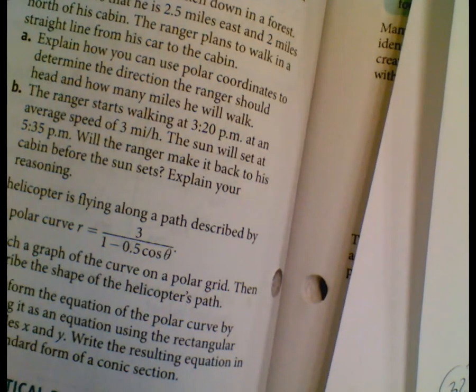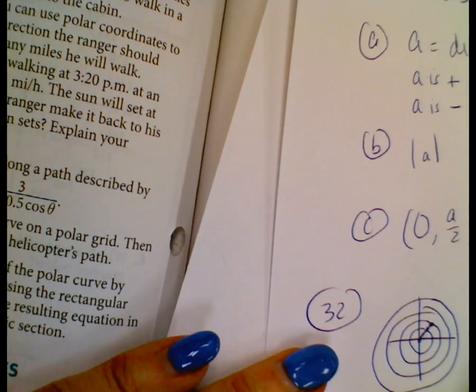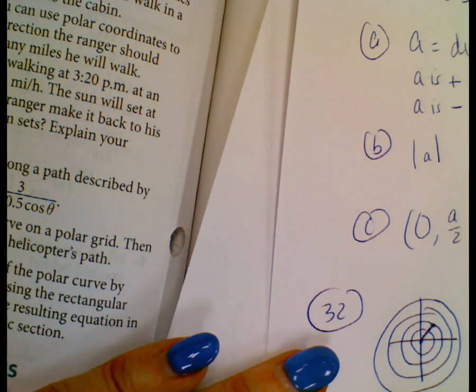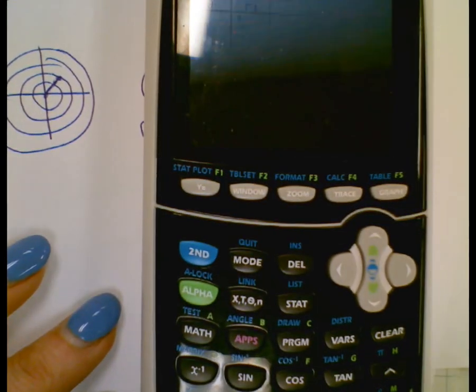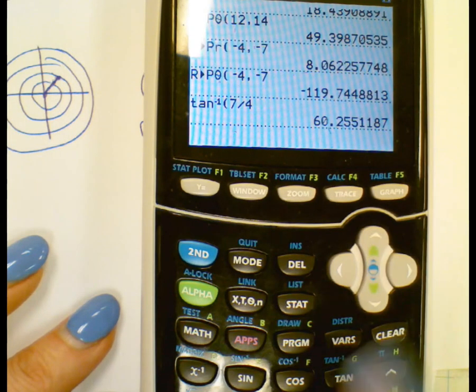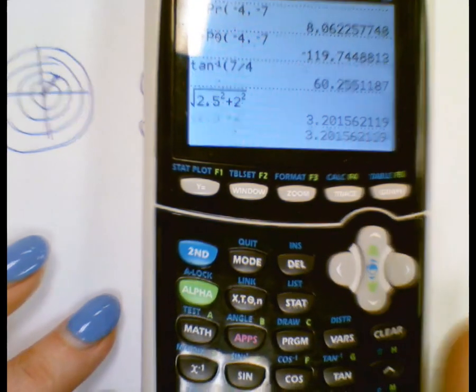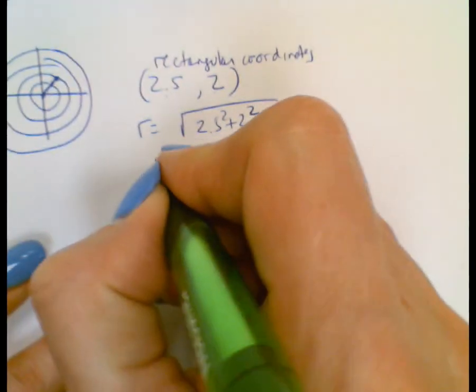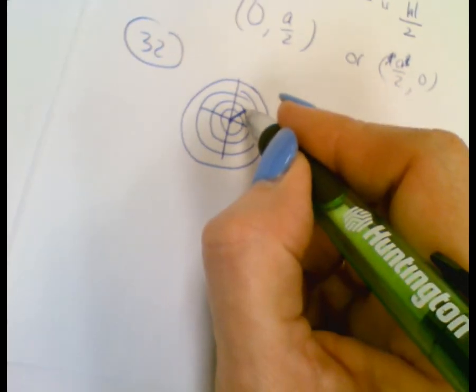Explain how you can use polar coordinates to determine the direction the ranger should head and how many miles he will walk. Well, since we know that r equals the square root of 2.5 squared plus 2 squared, that'll give us the distance that he needs to go. Okay, so we're going to square both of the rectangular coordinates. So it's the square root of 2.5 squared plus 2 squared equals 3.2. So his distance he's going to walk is about 3.2 miles if he goes straight back to the cabin from where he ran out of gas.